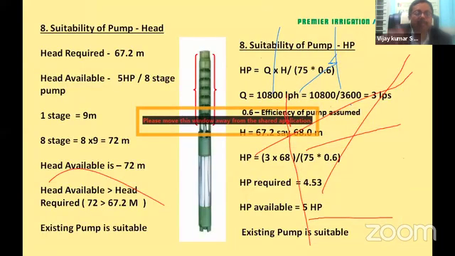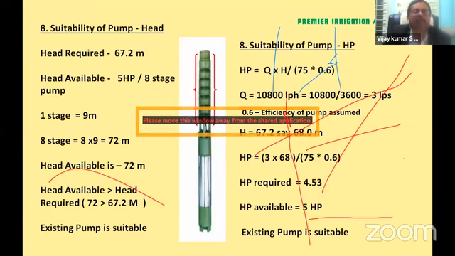So therefore, when I check again for the suitability of the pump, I have got a 5 HP 8 stage, and the maximum head that is available is 72 meters, but we require only 67.2 meters. From the consideration of head, it is quite suitable.